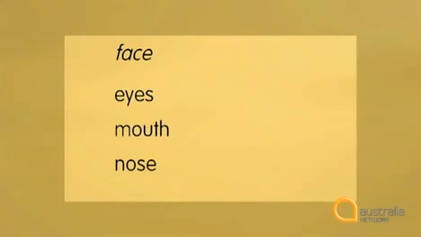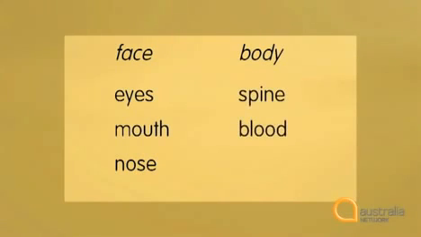For example, you could begin with the face and remember all the words that relate to the face: eyes, mouth, nose. Then you could work on the body and all the words that go with it: spine, blood, bones. And then you can do this for the head, the legs, the arms.